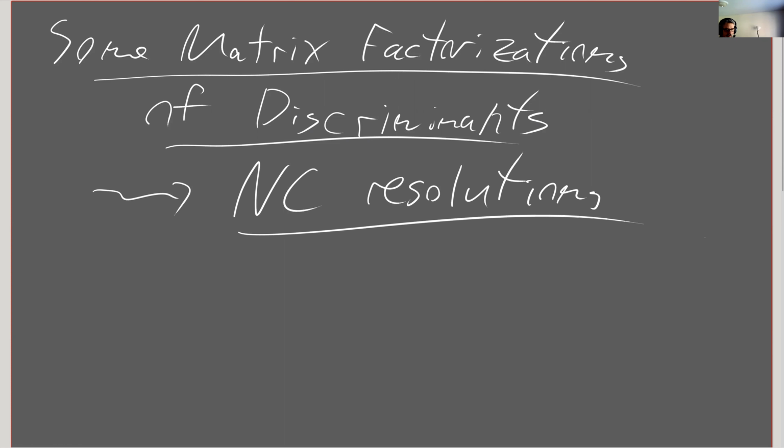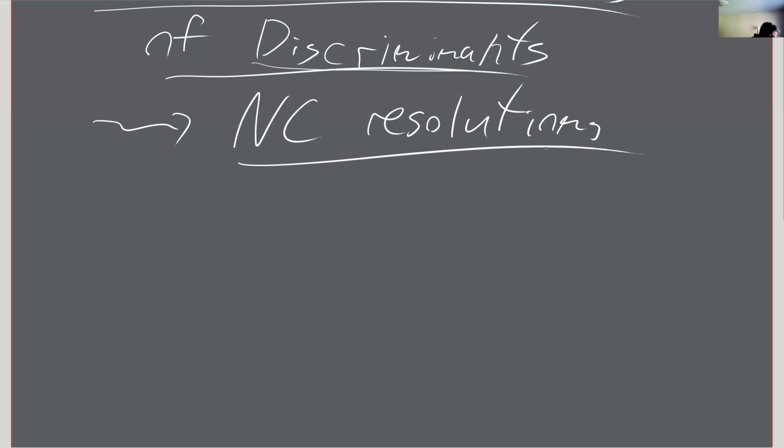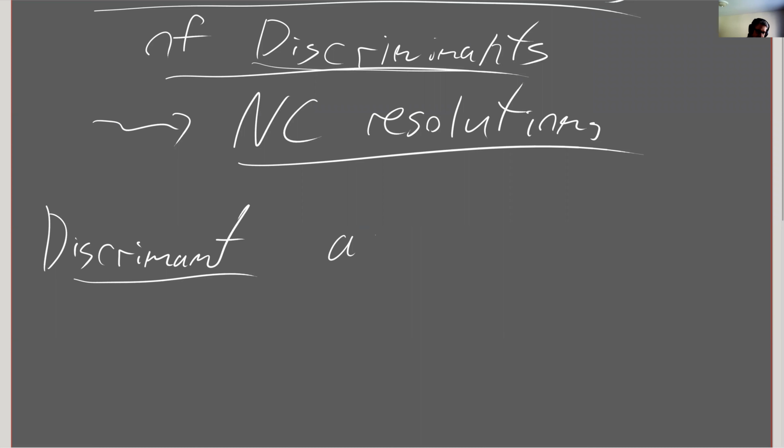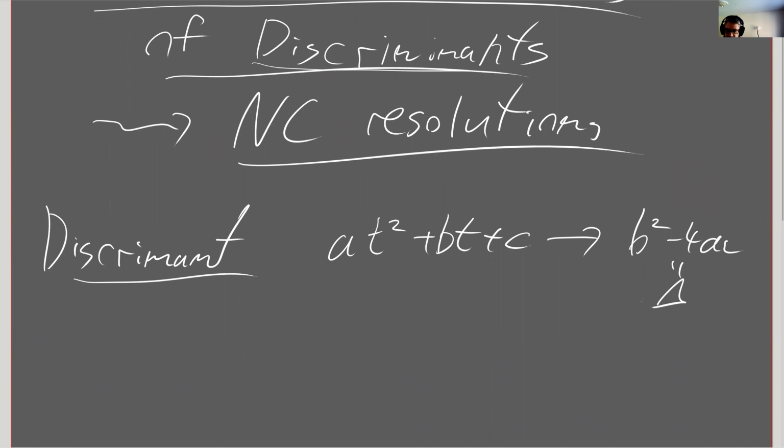But anyway, let me just start off defining the first few words here. So I'll start with discriminants. And we all know what discriminants are. But like a lot of words in math, it takes on a few different meanings. By the discriminant, I mean the discriminant of a polynomial. So if we had something like at squared plus bt plus c, then we know the discriminant is b squared minus 4ac. That's our discriminant.